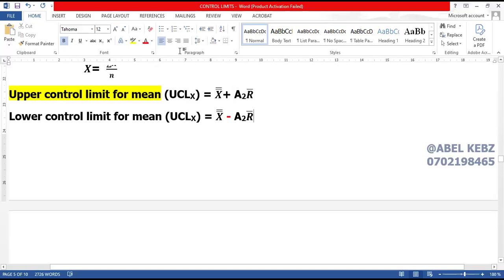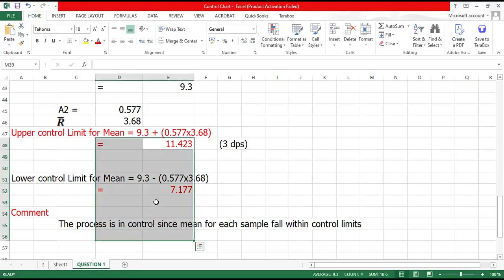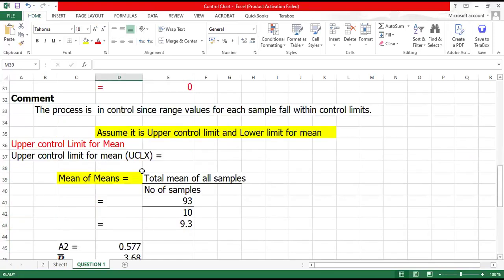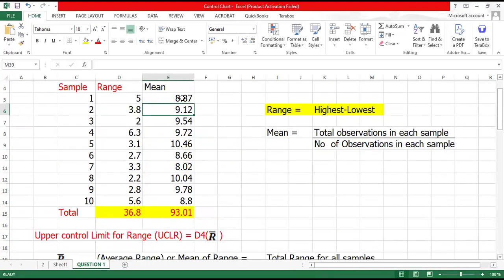So that's how we get the upper limit and lower limit. To comment, you still use the same idea. Look at your upper limit and lower limit. Go back to your table. This is the upper limit for mean, 11.4. Come back to your table. Ask yourself, do you have a figure that is above 11.4? We don't have a figure that is above 11.4.